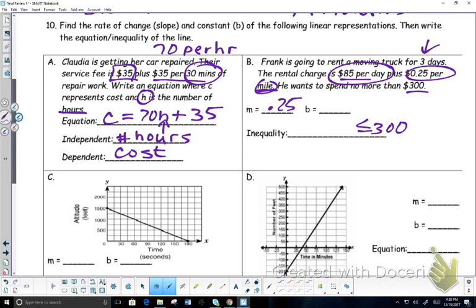To get your B value, you're going to take 3 times $85 a day, which would give you 255 for a B value. So then to write the other side, we'd say we're going to pay 25 cents a mile, right? Plus, right off the bat, we've got to pay $255. And that is what our inequality would look like.